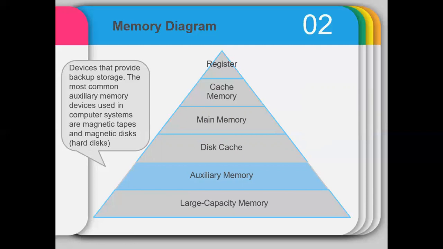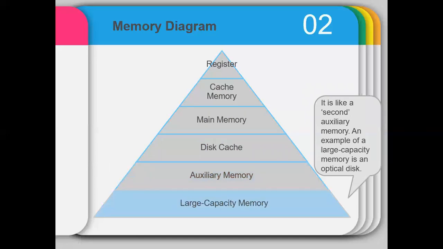It is a 3D NAND technology when compared to magnetic disk or magnetic tape storage. Right. So next, the last one is large capacity memory. It is also similar to auxiliary memory, but it contains a tape disk or optical disk which has a large capacity but is lower in cost.